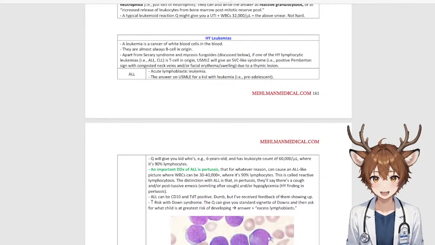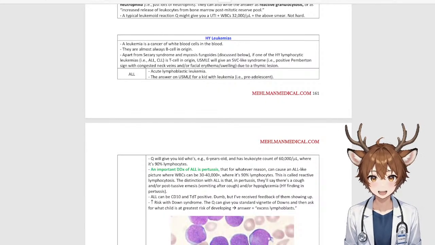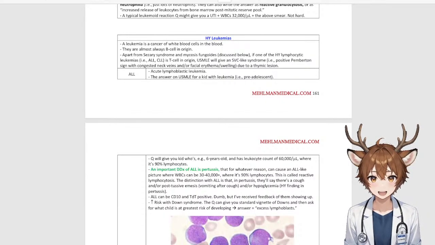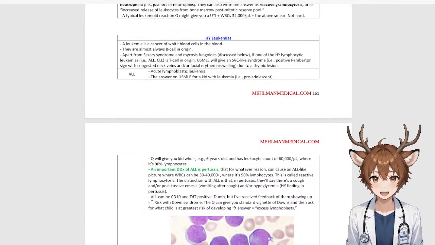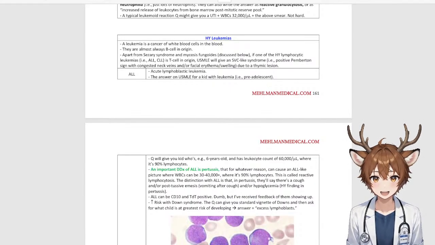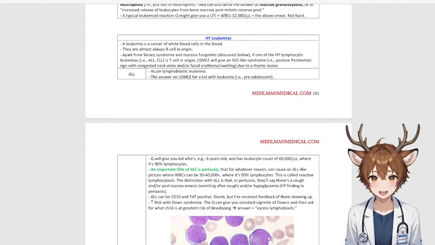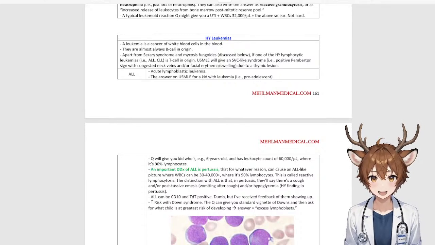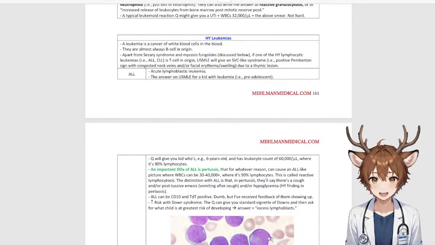ALL, or acute lymphoblastic leukemia, is the answer on USMLE for a kid with leukemia, that is to say pre-adolescent. The question will give you a kid who's, for example, 6 years old and has a leukocyte count of 60,000 per microliter, where it's 90% lymphocytes. An important differential diagnosis of ALL is pertussis. That, for whatever reason, can cause an ALL-like picture where the white blood cells can be 30 to 40,000 plus, where it's 90% lymphocytes. This is called reactive lymphocytosis.